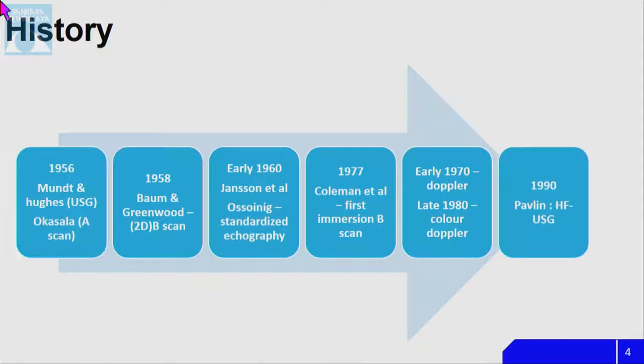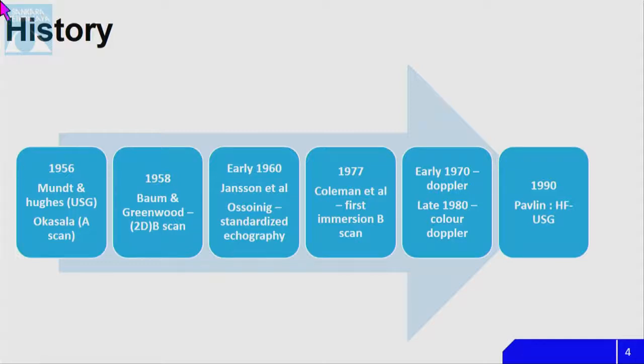They utilized A scan to measure intraocular tumors. Further, it was expanded by Okoshala. And in 1958, Baum and Greenwood designed the first two-dimensional ultrasound instrument. Followed by, in early 1960, Janssen et al., who utilized A-scan to measure the distance between structures in the eye.